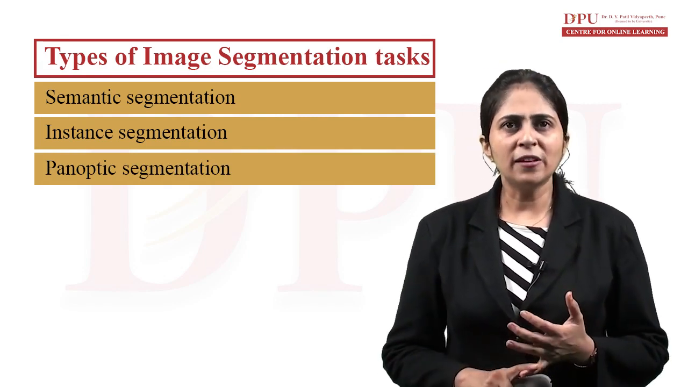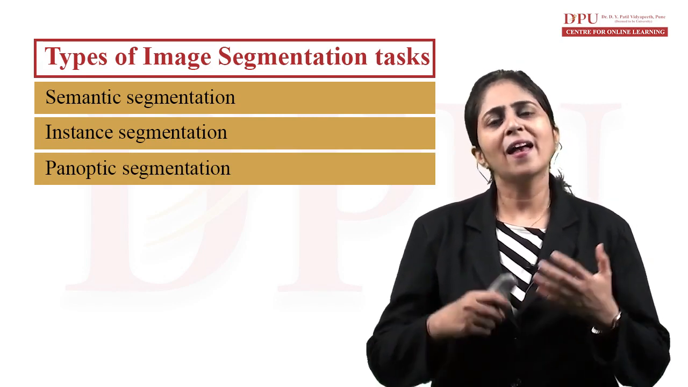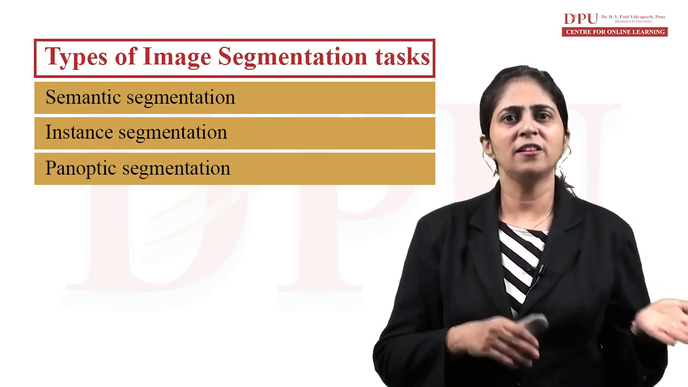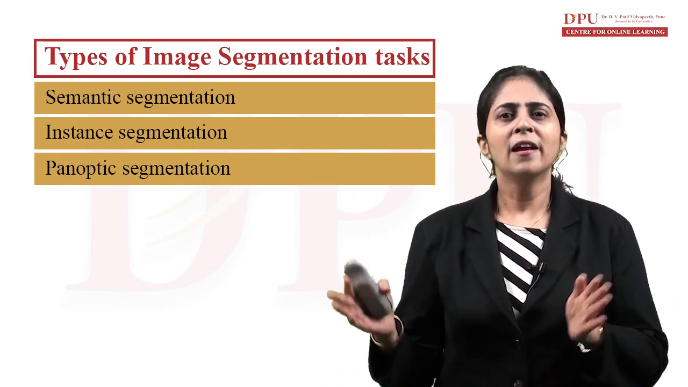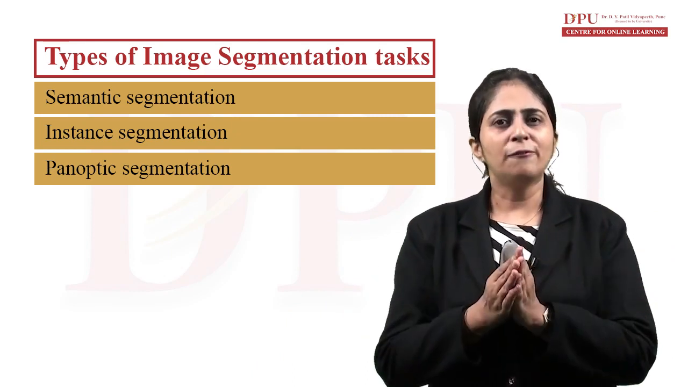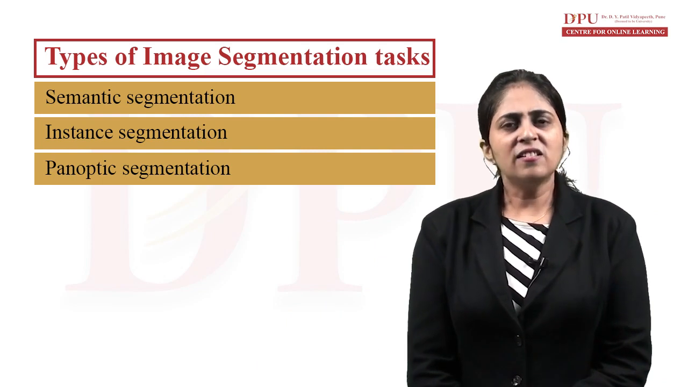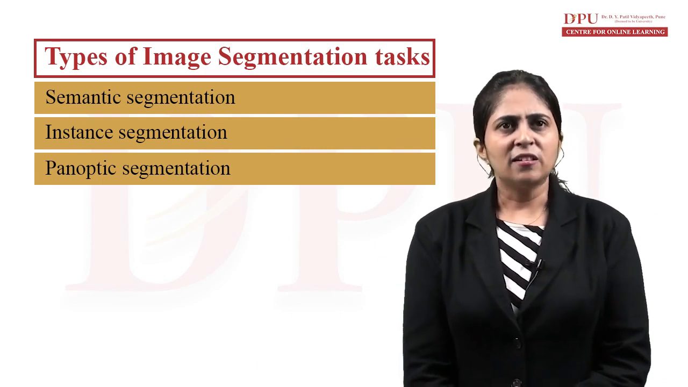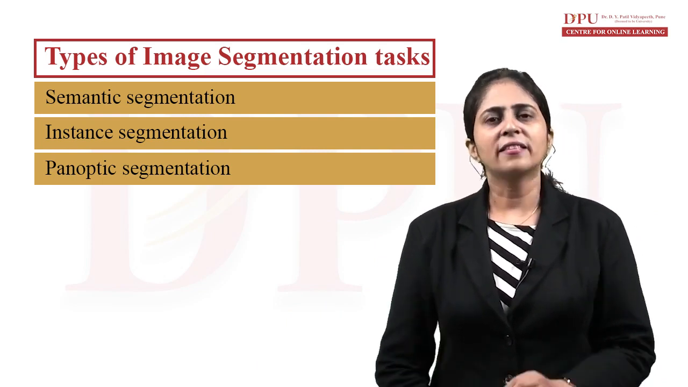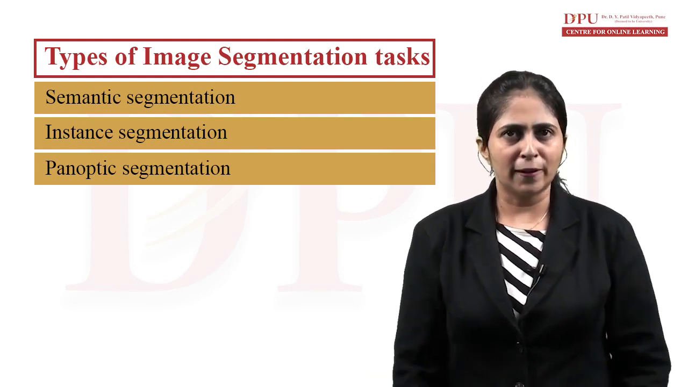The third one is panoptic segmentation. Panoptic segmentation can be expressed as a combination of semantic segmentation and instance segmentation. If we combine these two, we come to panoptic segmentation. Here, each instance of an object in the image is segregated and the object identity is predicted.